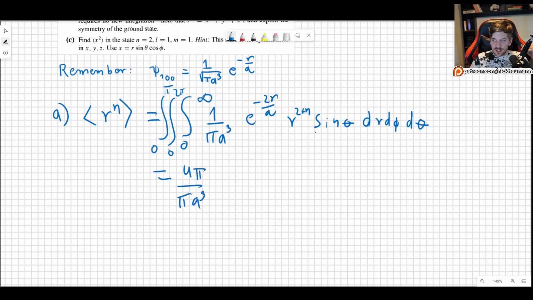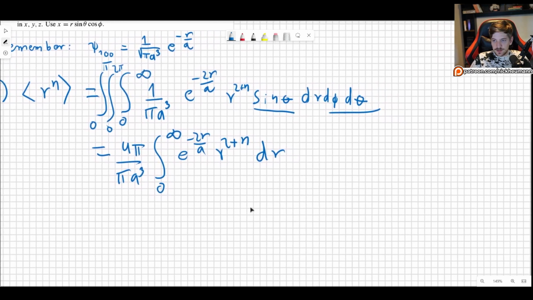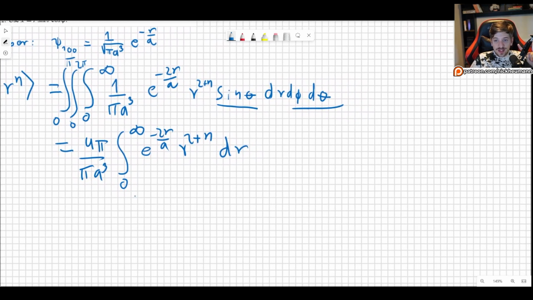Simply integrating over the angles. I'm just going quickly over that because we have done it so many times, and it's simply the integral of sine. So I hope that you can do that. If not, let me know. And then we have e to the minus 2r over a, r to the 2 plus n dr. Okay, so this is the integral that we have to solve in order to find this expectation value.